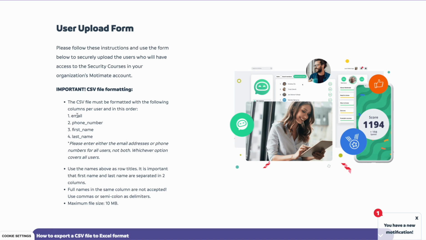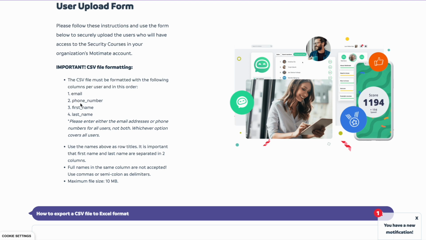So you need to include either the email addresses or phone numbers for all of your employees. Please only include one of those values. If every user in your organization has an email address, then include that. And if every user has a phone number, then include that. But it's up to you which one you want to include. But this is how we will communicate with the users.